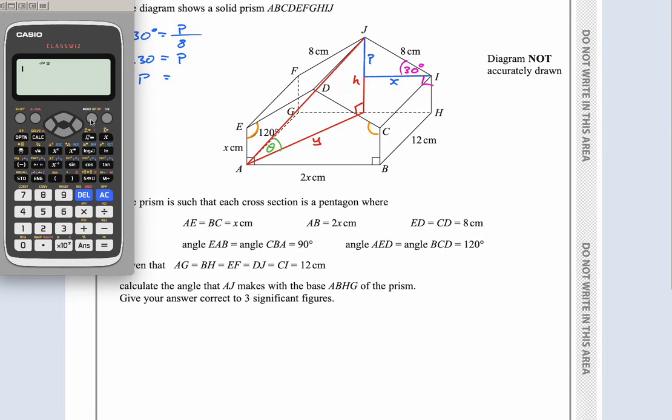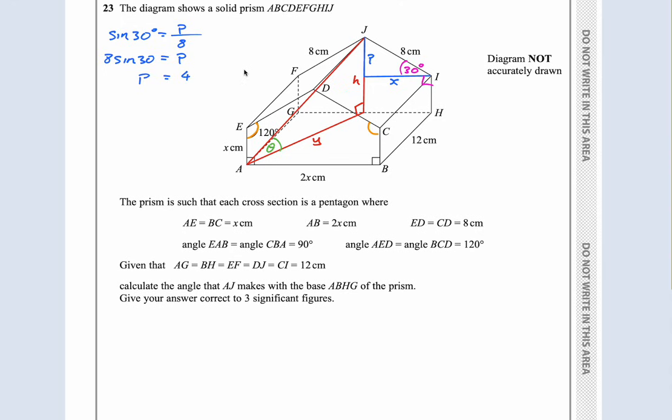Menu 1, 8 times sine 30, close bracket, 4. So P is equal to 4. Okay, nice. I can also find X. I'm going to use cos. Cos 30 is equal to adjacent X over hypotenuse 8. So similarly, X is 8 cos 30, multiply across.